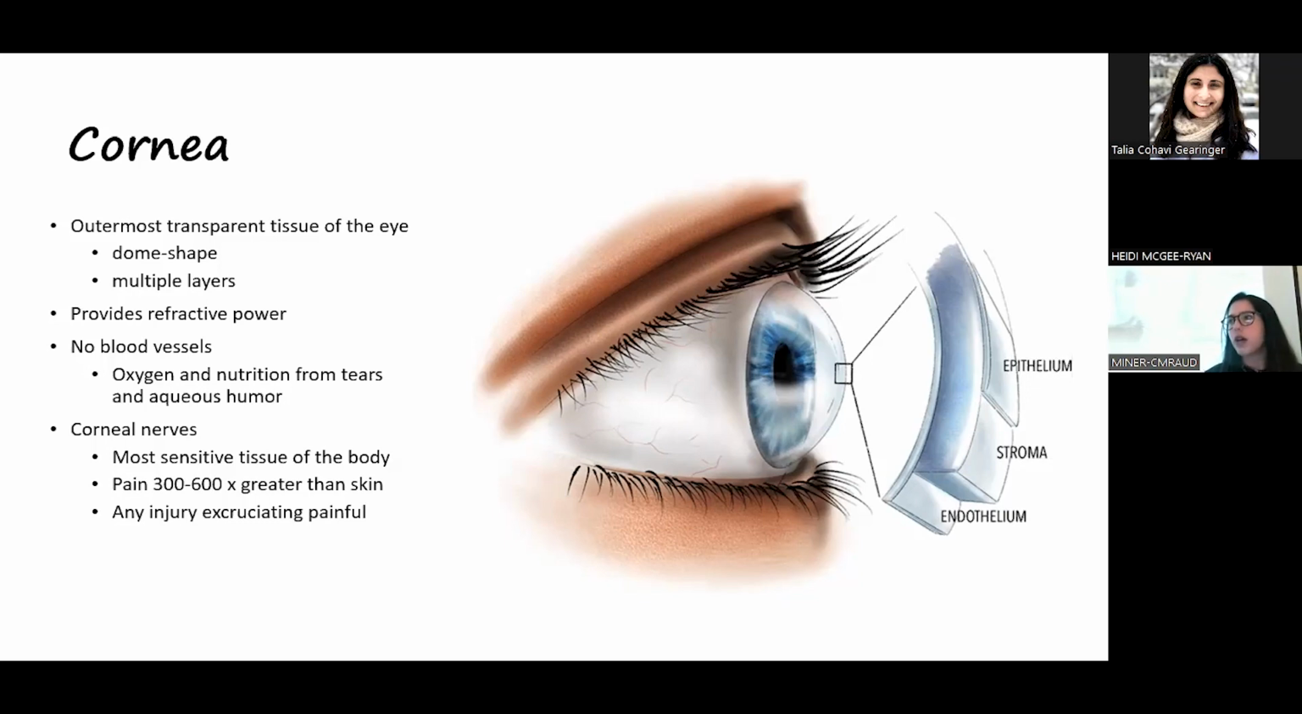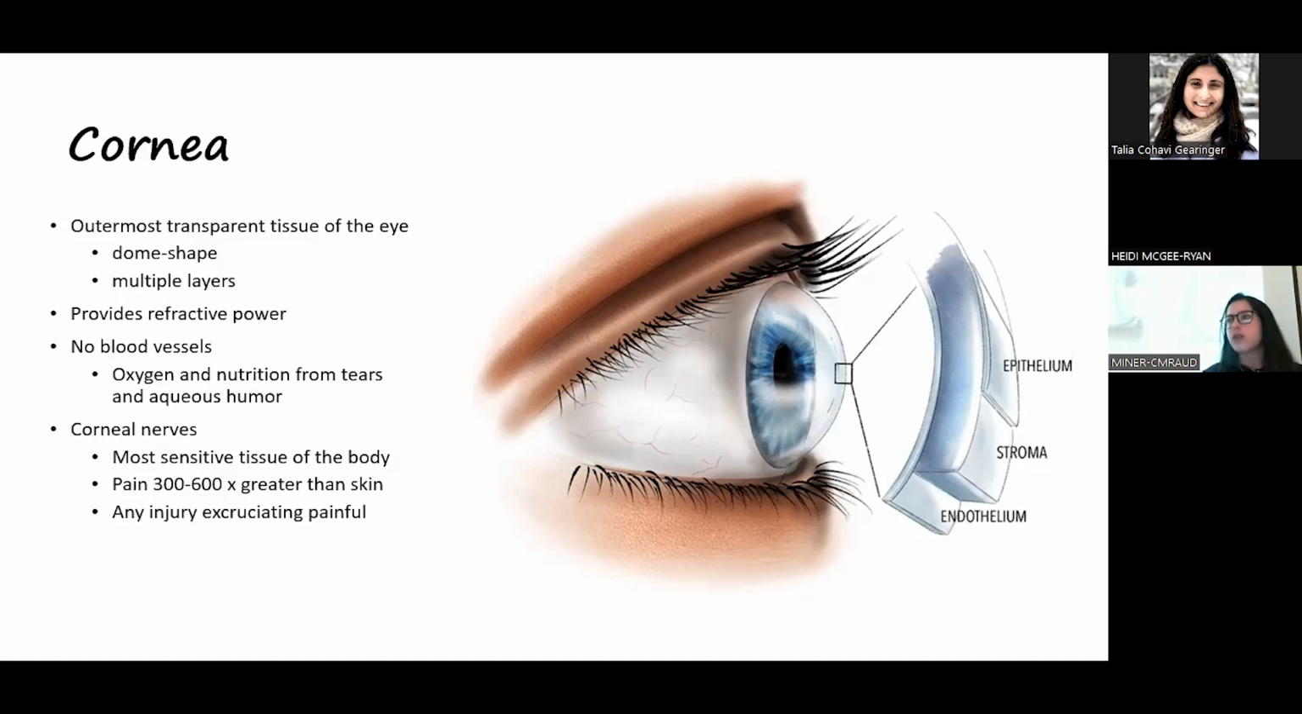Not having any blood vessels raises the question: how does the cornea get nutrition, how can it keep itself functioning, because every tissue in our body needs some kind of nutrition? The cornea uses the tears as well as the aqueous humor on the inside of the eye to get the nutrition and the oxygen to keep itself working.